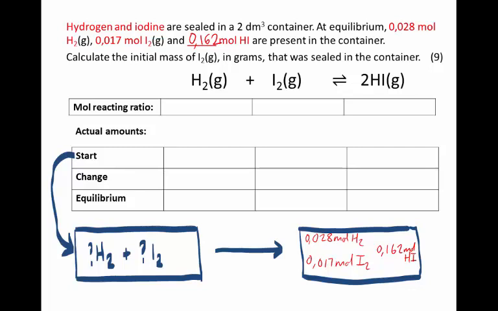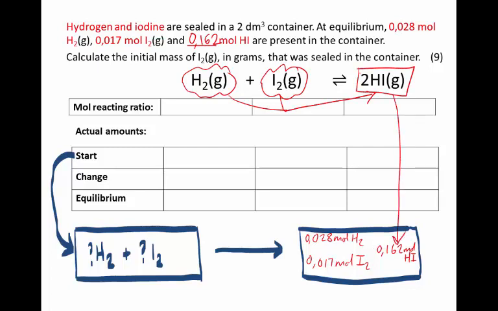Where did they come from? They were not there at the start. At the start, there was no hydrogen iodide. So where did that hydrogen iodide come from? It came when some of the hydrogen and some of the iodine reacted with one another to make this hydrogen iodide. And when they reacted, that's how much hydrogen iodide they made, 0,162 moles of hydrogen iodide.